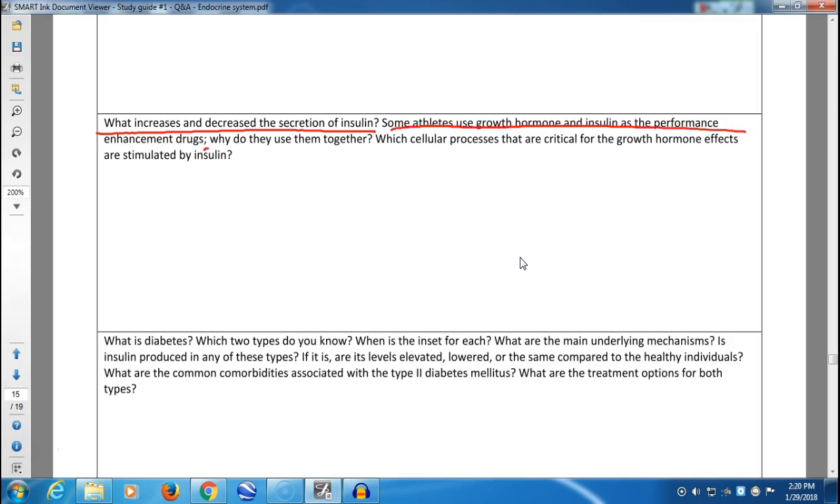Why do athletes use insulin and growth hormone together? Because separately they simply don't work. Okay? Because insulin is needed to transport amino acids into the cell, and growth hormone will stimulate protein synthesis from those amino acids. Does that make sense? That's what we just talked about. So growth hormone stimulates protein synthesis from amino acids. Amino acids get into the cell because of insulin. Does that make sense?